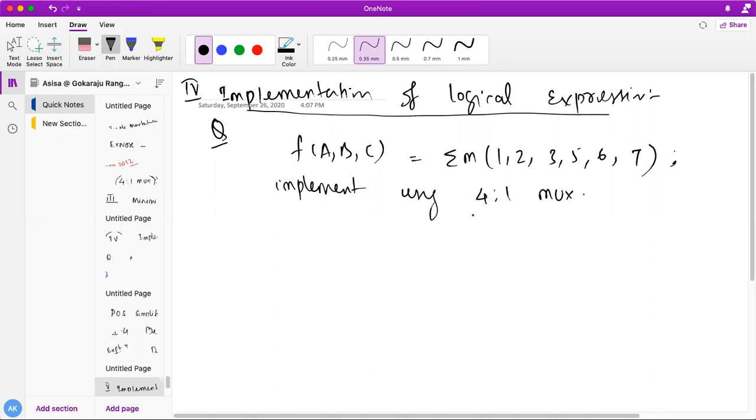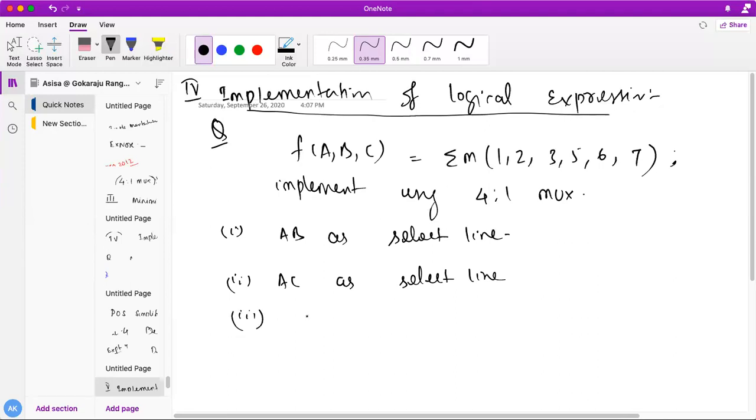So in the question, 3 things may be asked. One is AB as select line. Maybe you will also be asked AC as select line. Next, another question may be BC as select line. So these are the possible questions that can come in the exam.